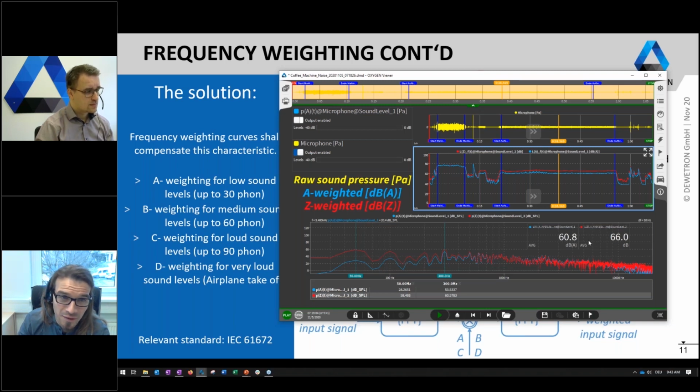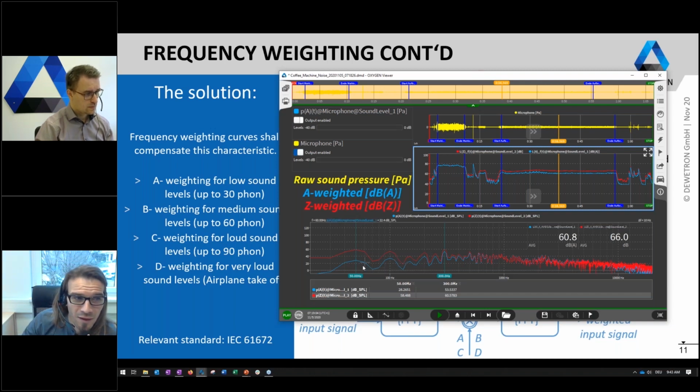The reason for the significant difference can be seen here in the spectrum, because the two highest peaks in the spectral domain are at 300 Hertz and at 50 Hertz. These two peaks are filtered out by the A weighting, because the A weighting filters out the frequencies below 1 kilohertz very much.